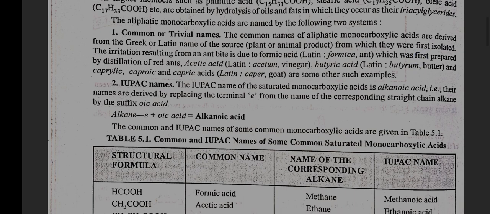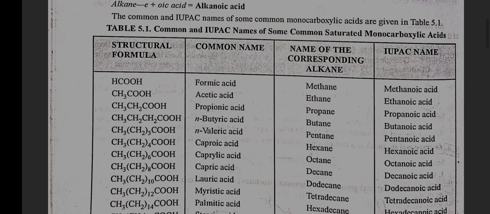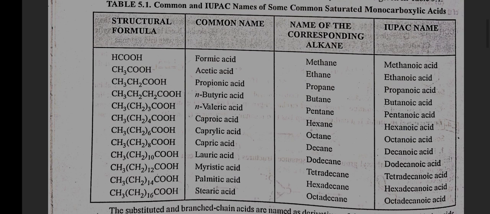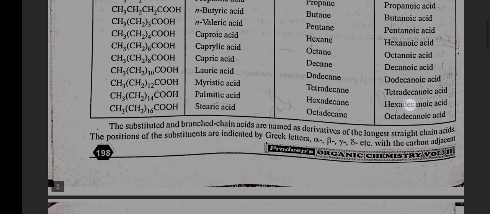The IUPAC names of the saturated monocarboxylic acids are alkanoic acids. That is, their names are derived by replacing the terminal 'e' from the name of the corresponding straight chain alkane by the suffix 'oic acid', and hence they are called alkanoic acids. Like HCOOH, known by the common name formic acid, the corresponding alkane is methane, so the IUPAC name is methanoic acid.